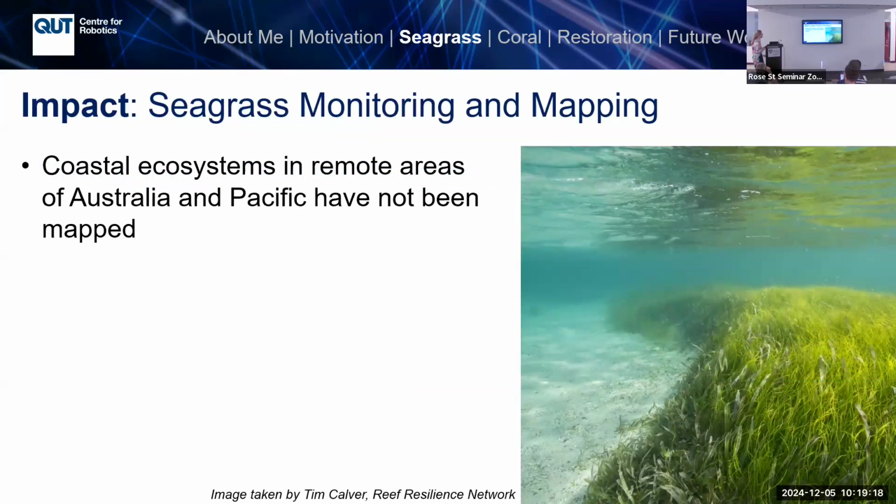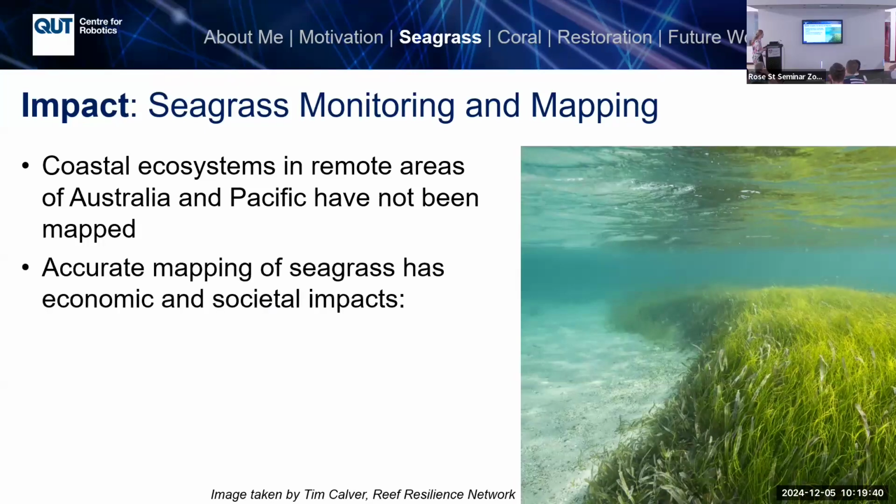In terms of the impact, there are lots of seagrass meadow ecosystems in Australia and the Pacific that haven't been mapped. And this is really important for those communities that rely on those ecosystems for their livelihoods. So if we know where the meadows are and we can map them, then potentially we can use that information to prevent dredging or damage caused by new infrastructure or these kinds of things.